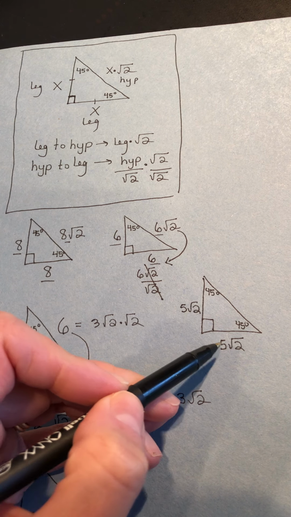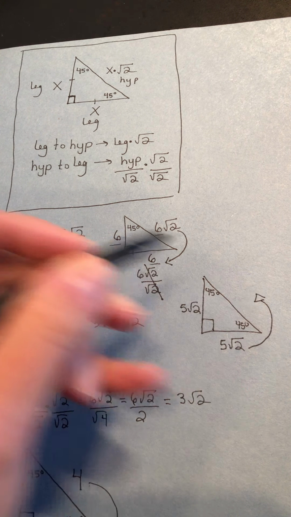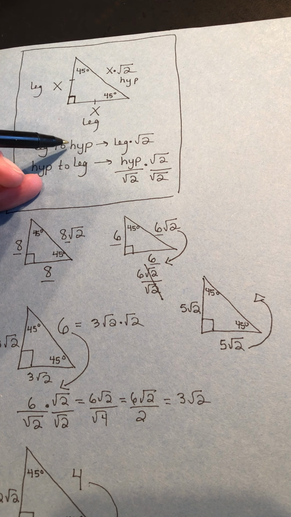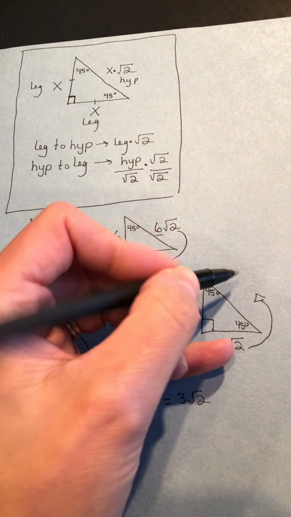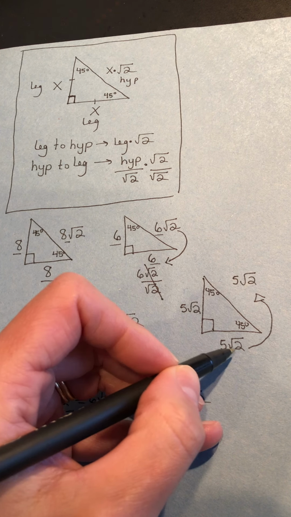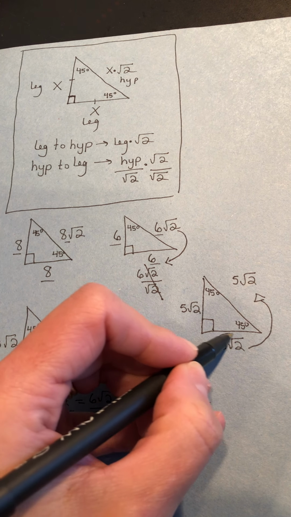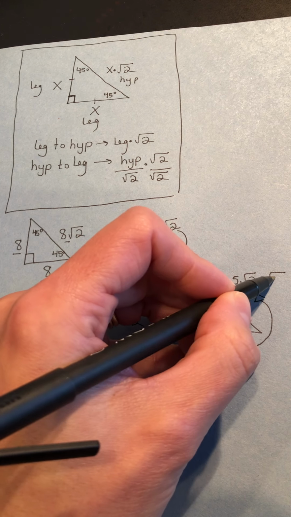Okay, now to go from the leg to the hypotenuse, we have to multiply, right? Leg to hypotenuse, we're getting bigger, so we're going to take the leg and multiply by the square root of 2. But this is going to look a little different, right? Because we already have a square root of 2 there, but it doesn't matter. We have to take the entire leg, right, and multiply it by the square root of 2.